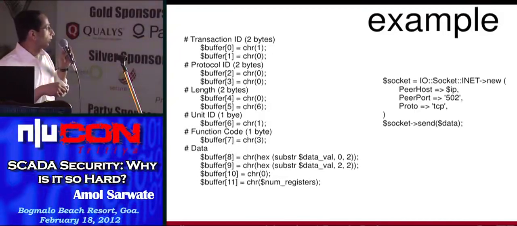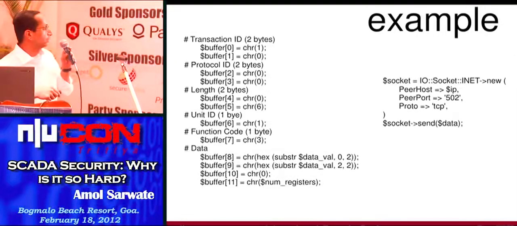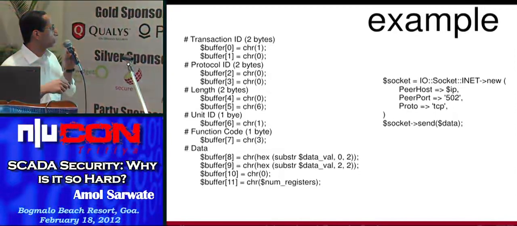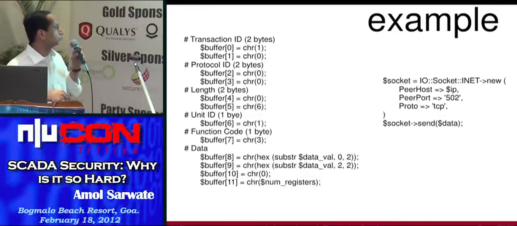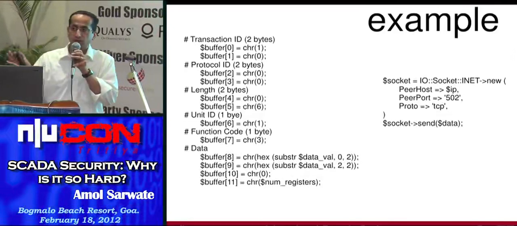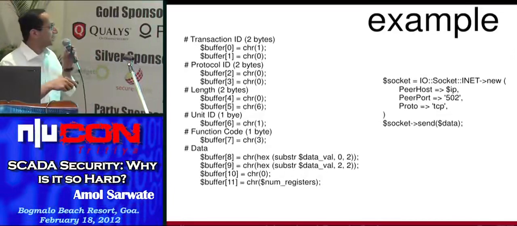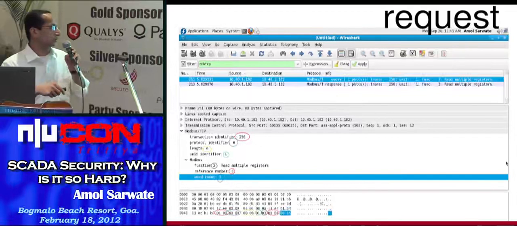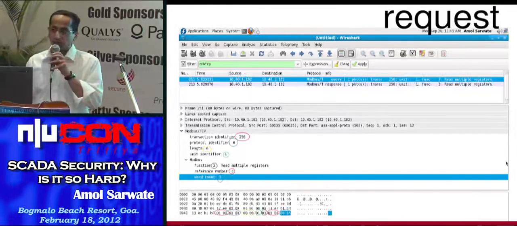The length of the entire packet, the unit ID, so I want to talk with the unit 1. Function code 3, which is read multiple registers, and then the data for it. So, pretty simple pull request. If you copy paste this into a Perl program, it will definitely work. And then you just create a socket and basically send this request on the socket to the Modbus server.